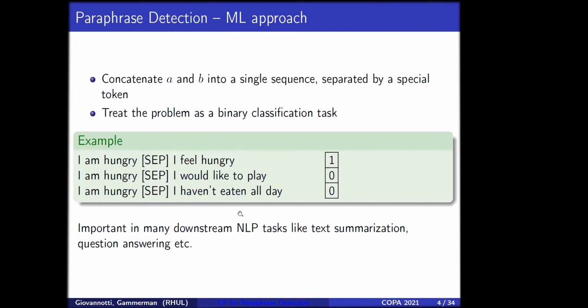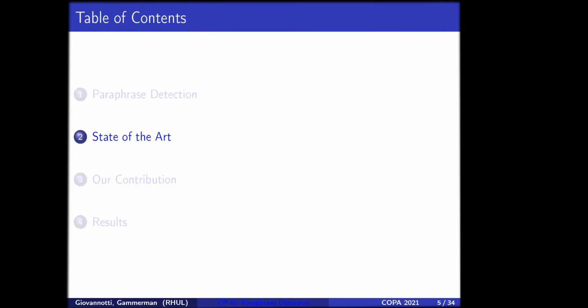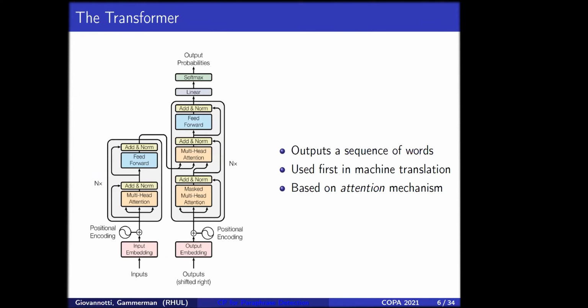So this task is a foundational task for NLP in general. It can be used in text summarization and question answering, so in many more complex NLP tasks. Okay, so what is the state of the art for paraphrase detection? What is usually used to detect paraphrases? The transformer architecture is ubiquitous in NLP right now. It was introduced in 2017 by Google and was originally used for machine translation.